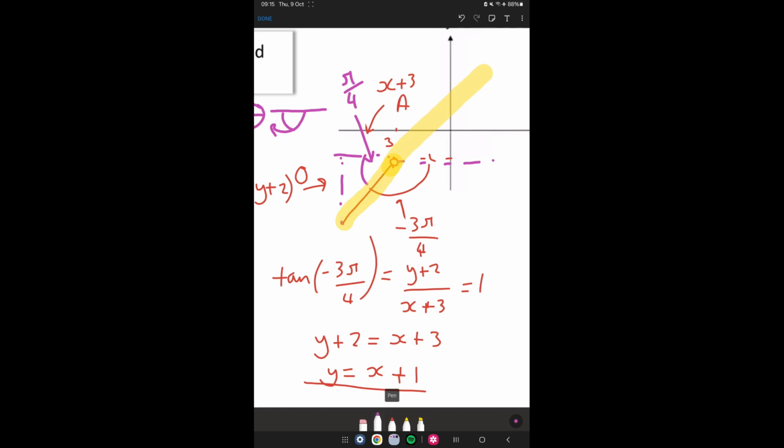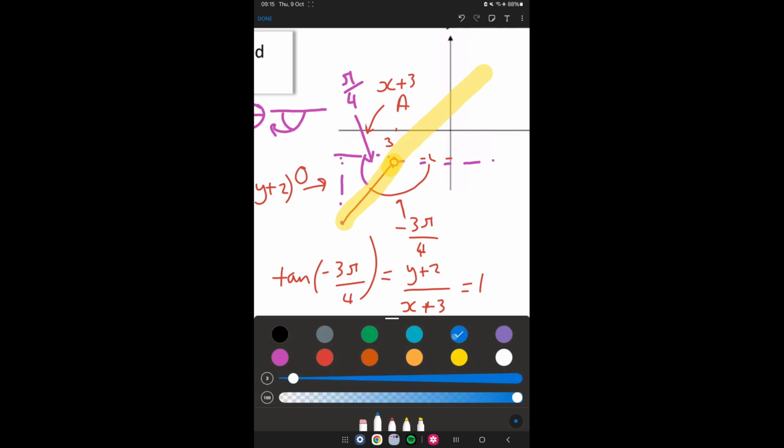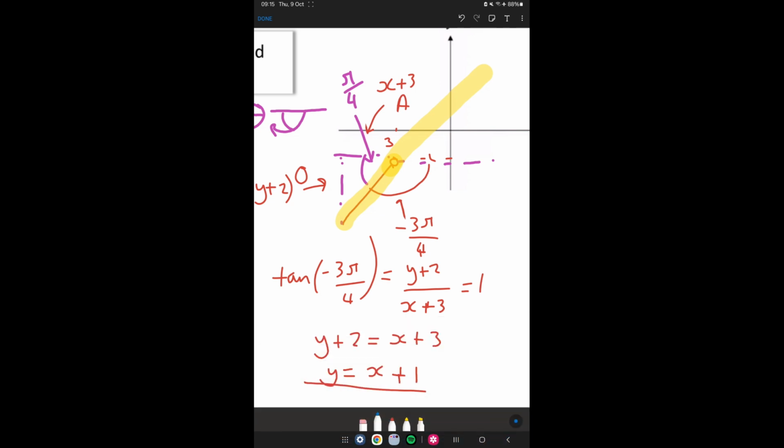And remember to restrict the x and y values. I've used my purple pen before, so let's go back to blue. So x still has to be less than -3. But this time for y, let's think about it. y is going down this way, isn't it? So y has to be less than -2 now. So our restrictions there are x is less than -3 and y is less than -2.